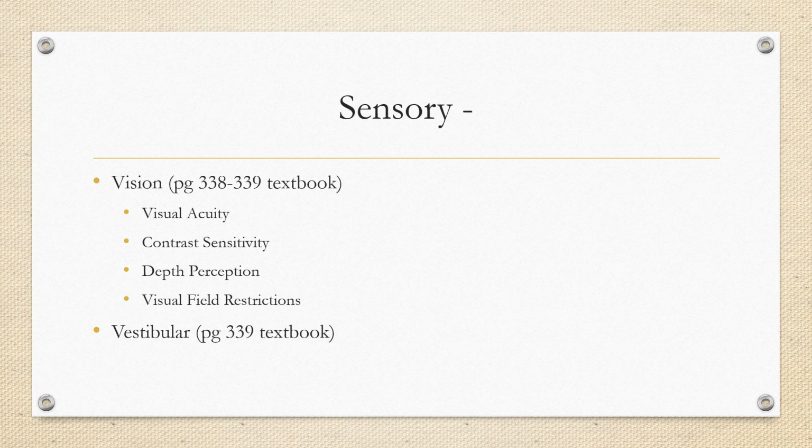Depth perception, so distinguishing distance between objects. You can test this by putting your pointer fingers out in front of the patient at different distances and then trying to get them to the same parallel distance and have the patient tell you when they feel like it's at parallel. And if it's off by 3 inches or more, then their depth perception may be a problem and they might need to be referred on to somebody else, maybe an ophthalmologist for more testing. And then visual field restrictions, like peripheral vision issues might be an issue, and then testing their peripheral vision to see how that is. And then vestibular assessments like we've discussed.